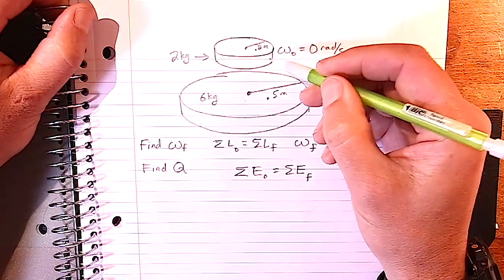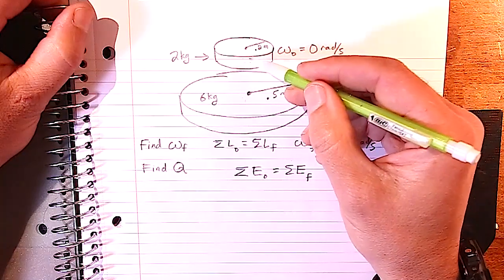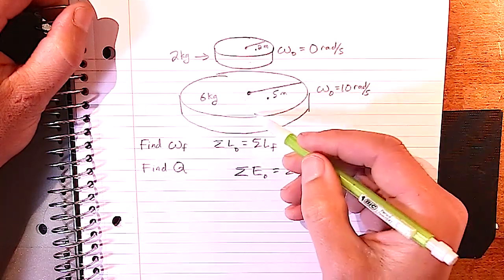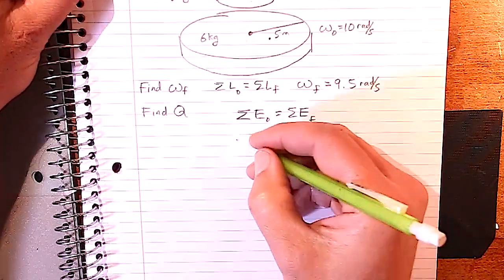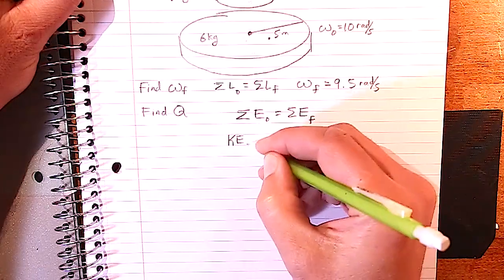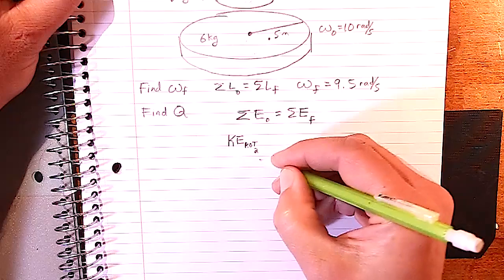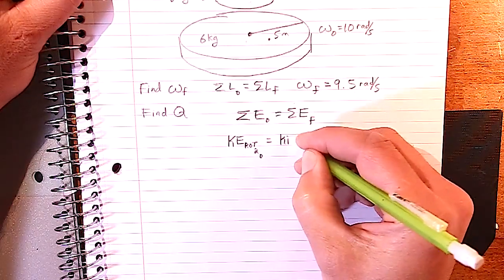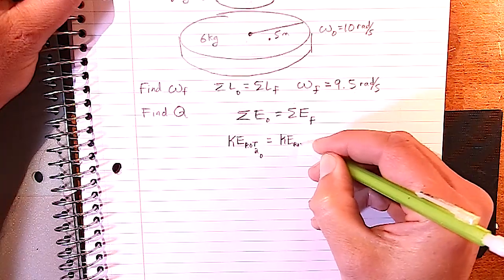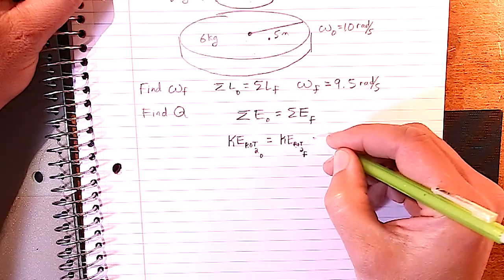Well, what type of energy do we have to start with? Well, this is not translating or rotating, so it has no kinetic energy. And this is rotating, so it has kinetic energy. So we're going to start with Ke rot of the big disk, which we were calling disk 2 initial, is equal to, and then we have Ke rot of the second disk after, and that's going to be slower than what it was going before.